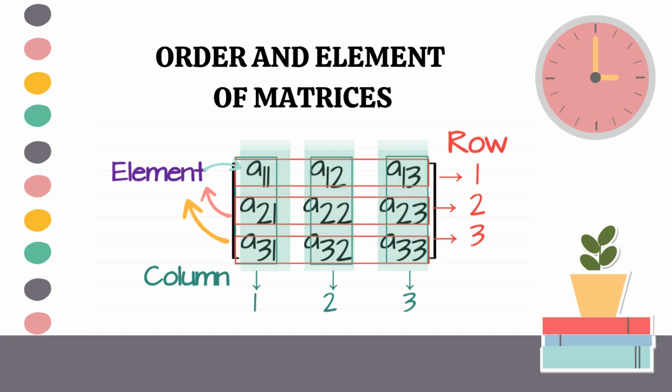In a 3 by 3 matrix, there are 3 columns, and each column is a vertical arrangement of elements. This means each column has 3 elements going from top to bottom. Columns help define the structure or order of the matrix. So, a 3 by 3 matrix has 3 rows and 3 columns.